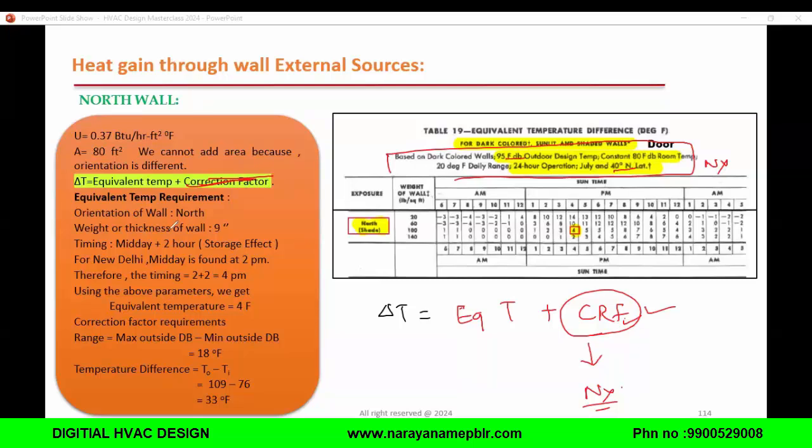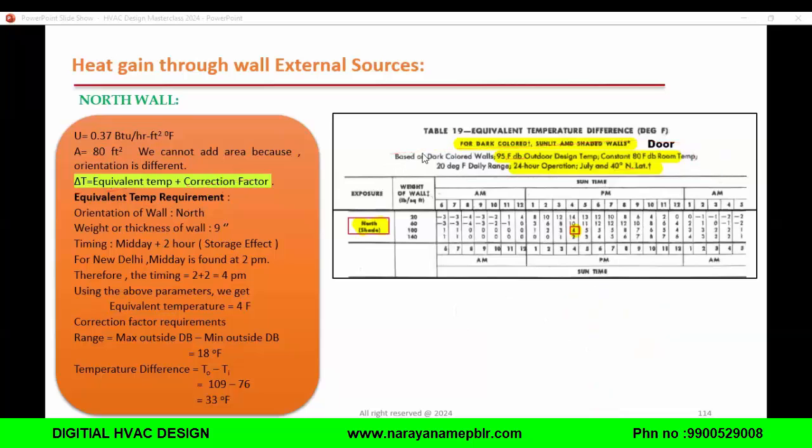Clear? So now, how do we find the equivalent temperature and correction factor? Step by step we'll learn. This is table number 19 from Carrier, equivalent temperature difference. Orientation is our north, so north shade. Here it has the weight of the wall. In our case we have 9 inch. If you convert the 9 inch into pounds per square feet, it will be almost 100 pounds per square feet. And timing we have to see.